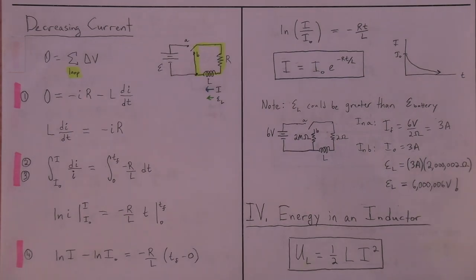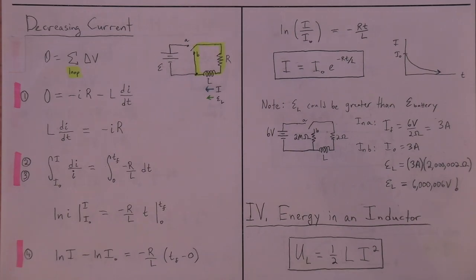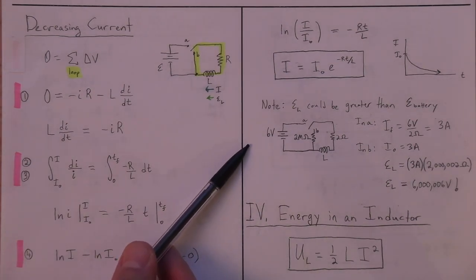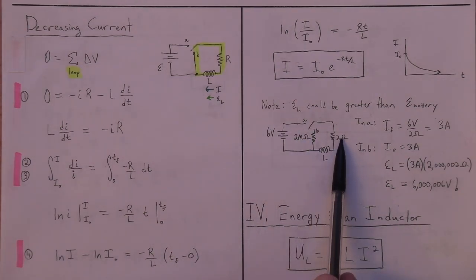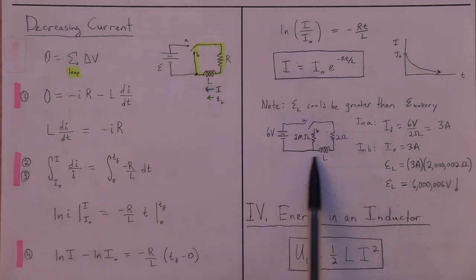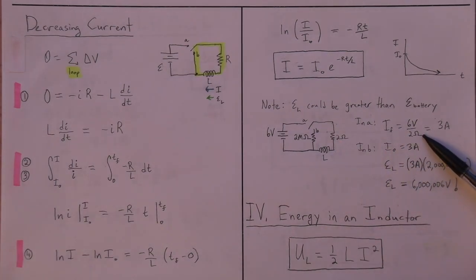Okay, so next thing I want to point out, something really interesting about inductors, is that the inductor can be used to generate a voltage greater than the battery voltage. And I'll show you a dramatic example here. Let's suppose I've got a 6-volt battery, and I flip the switch into position A, and it's only working against a 2 ohm resistor and an inductor, so it's going in a loop like this. The current after a long time will build up to, from Ohm's law, 6 volts over 2 ohms. I equals V over R, 3 amps.